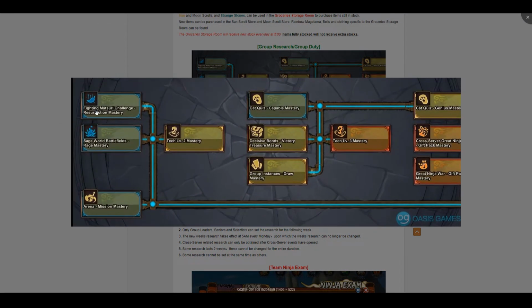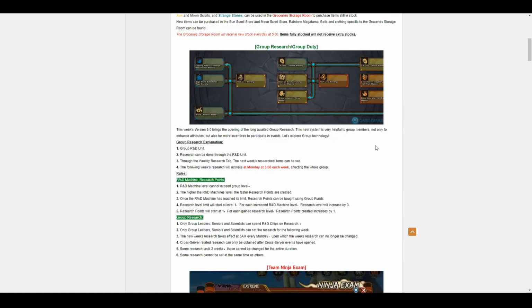Fighting Mastery Challenge, Resurrection Mastery. Okay, we have Sage World Battlefield Rage Mastery. So, these are challenges. Arena Mission Mastery. Quiz. So, obviously these... Tech Level 1 Mastery. Then you have Tech Level 3 Mastery. And all of that, it still does not explain what actually happens. But you can probably tell that by participating in those timed events, you gain research points, I'm guessing, or they relate to the particular bonus that we are researching.